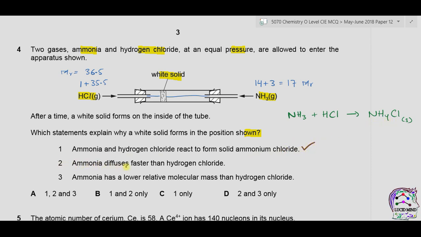Part 2. Ammonia diffuses faster than hydrogen chloride. This is correct because molecular mass of ammonia is less than that of HCl. Part 3. Ammonia has a lower relative molecular mass than hydrogen chloride. All 3 options are correct. Answer is therefore A.